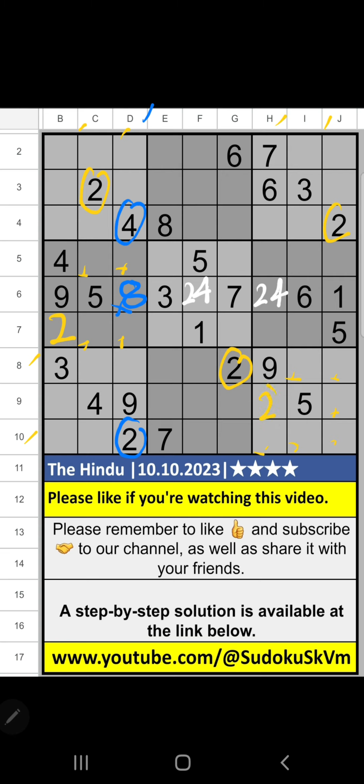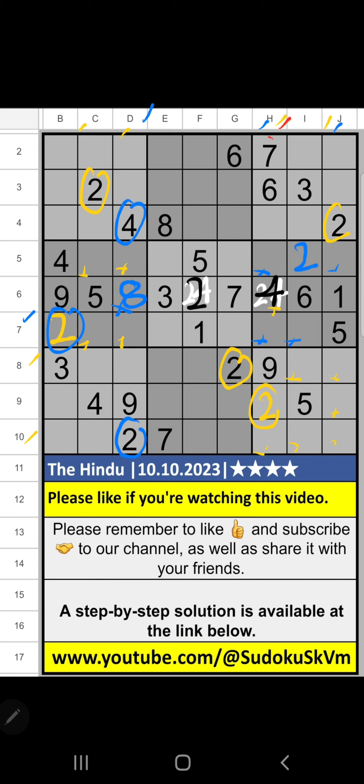Column H we have 2. So 2 can't come in the cell, 2 is confirmed here. Then 4 is here. Column H, column J we have 2. 7th row also we have 2. So 2 can't come in these cells. Then 2 is confirmed here.